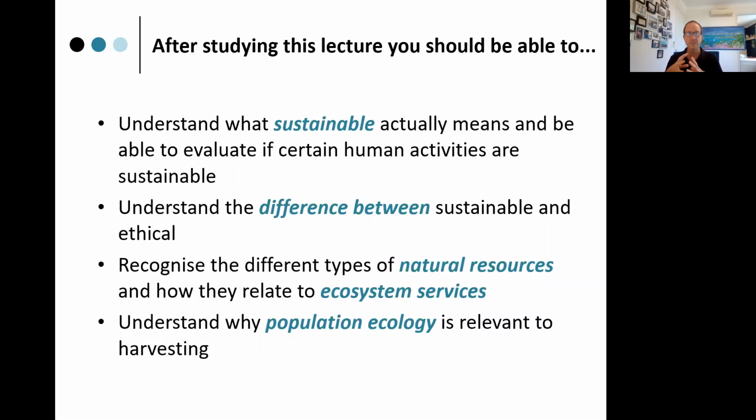Understand the difference between sustainable and ethical. That's a theme that's going to pop up probably throughout this lecture series. Some things can be ethical, but potentially not sustainable, although there is a close link if you look at intergenerational ethics, in that, is it ethical for us to take all the Earth's resources and not leave any for your generation or your children's generation?